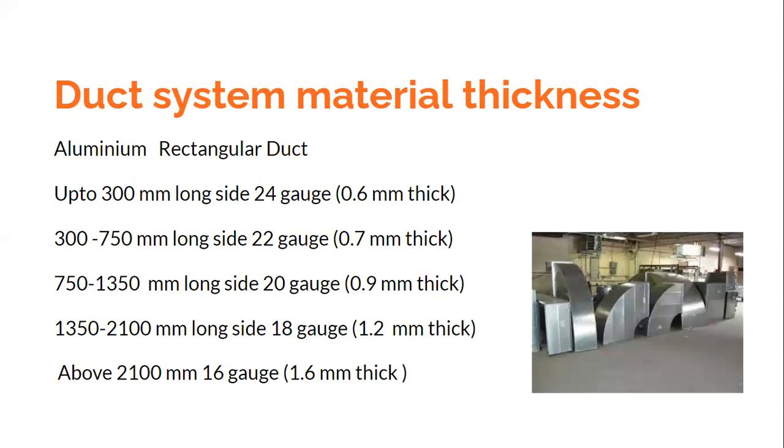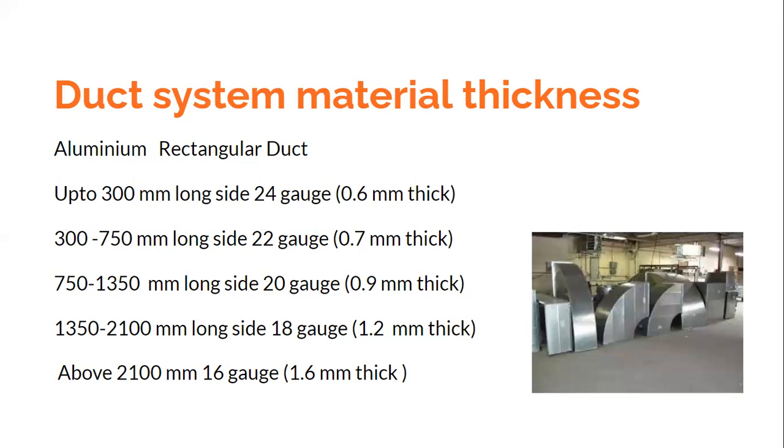So from 24 gauge, it would go to 22 gauge. Then the thickness would increase to 20 gauge if the length is up to 1350 mm. If the length is up to 2100 mm, then the thickness is 18 gauge. And if it is above 2100 mm, then we would require the aluminum rectangular duct of thickness 1.6 mm. Okay, 1.6 mm.